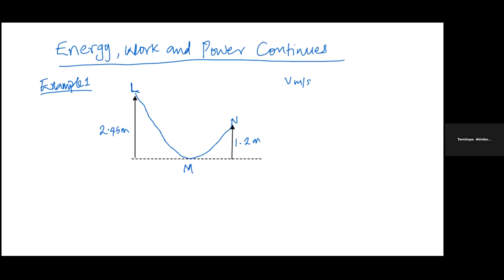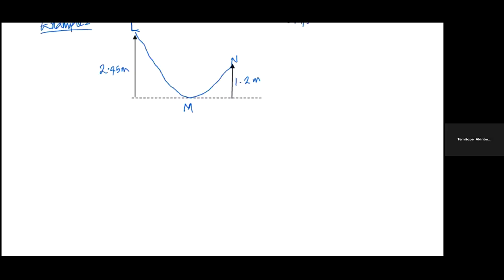So that's the question. I will set out the solution. Question A says we should find the greatest speed. The greatest speed will be at the lowest point, which is M. Is that clear? Yes, sir. So take note of that, and take note that we are told that the surface is smooth.